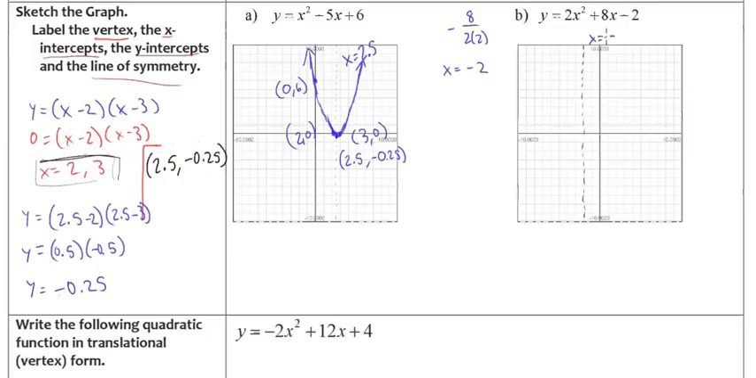X equals negative 2. And to find our vertex, we're going to plug that back in. So our vertex is at negative 2, comma. Well, negative 2 squared is 4, and 4 times 2 is 8. So y is going to be equal to 8. And 8 times negative 2 will be minus 16. And minus 2. So 8 minus 16 is negative 8. And negative 8 minus 2 is negative 10. So counting all the way down to the bottom here, there's our vertex at negative 2, negative 10.